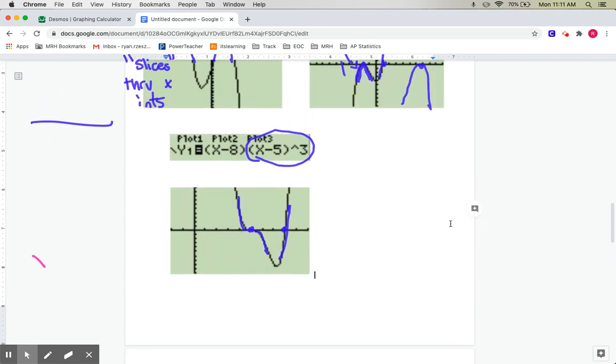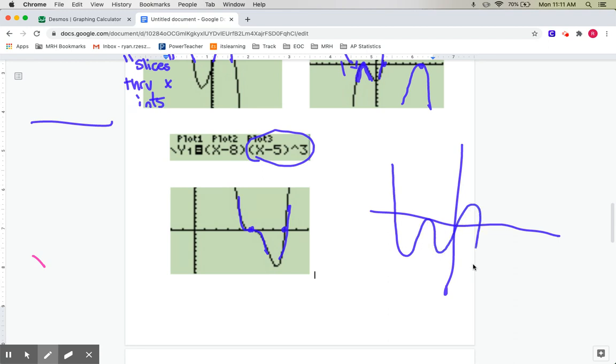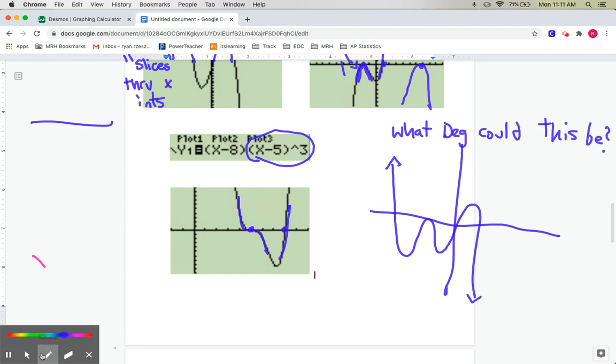I'm going to do one more quick thing in this video, and I'm going to break this up into 2 pieces. So I'll have a second video for this section. Let's say I had a picture. And my picture for my graph, really awesome looking picture, I know, right? Looks like this. So I've got this going on. And I want to know what degree could this be? So what degree could this graph be?